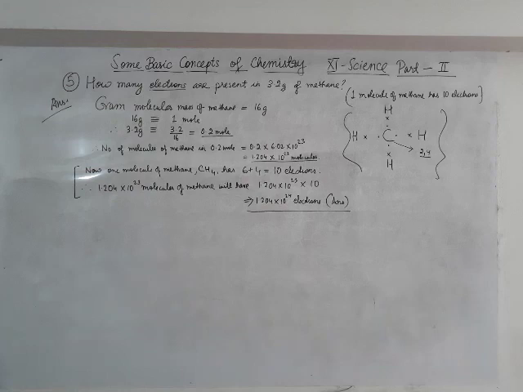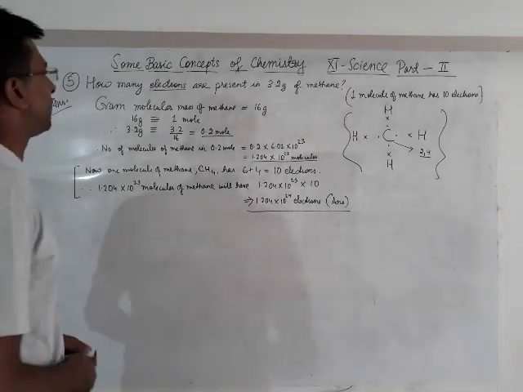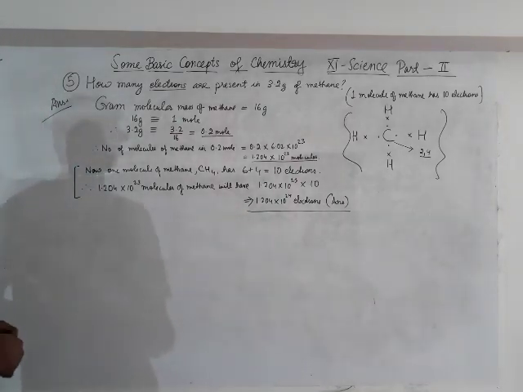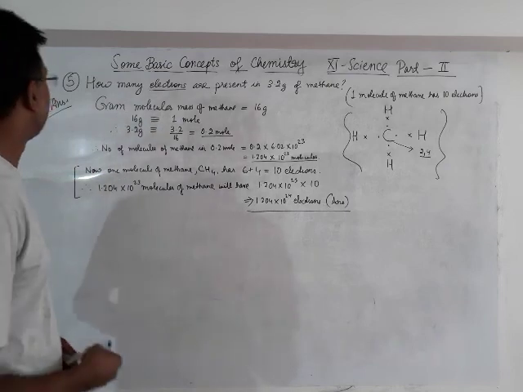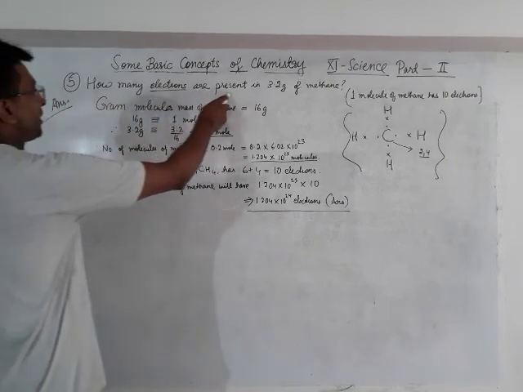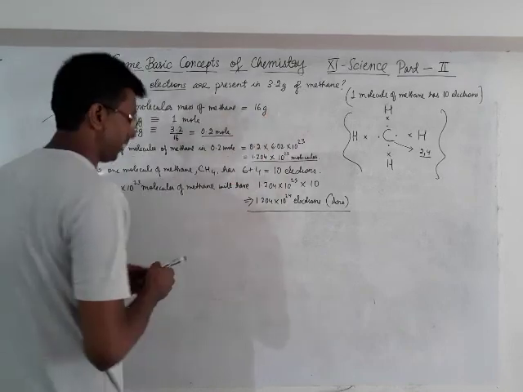Okay, dear students, welcome to the second part of the video lesson, some basic concepts of chemistry, class 11 science. In my previous video, I had done four numericals from this chapter. Today, the fifth one is here on the board. The question says, how many electrons are present in 3.2 grams of methane?